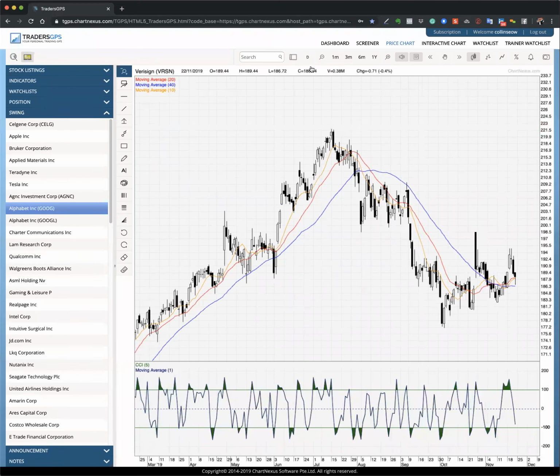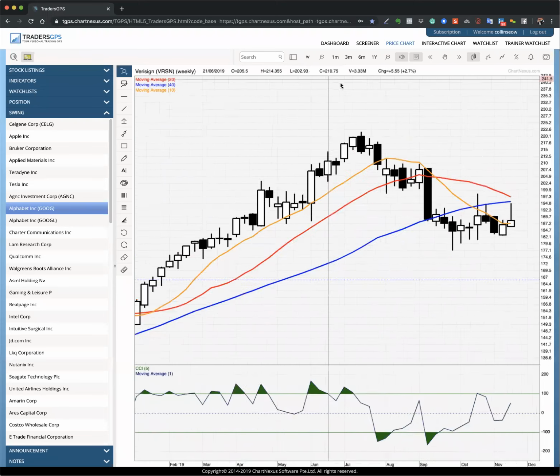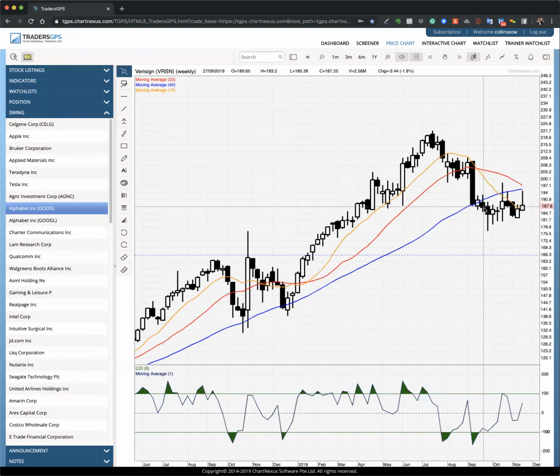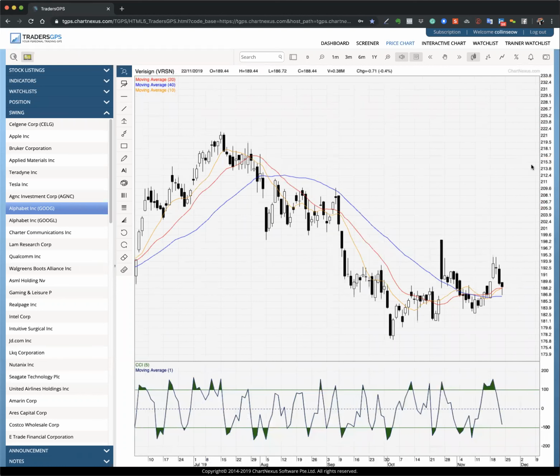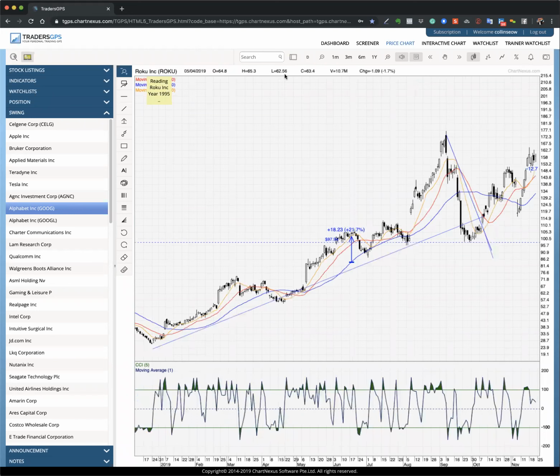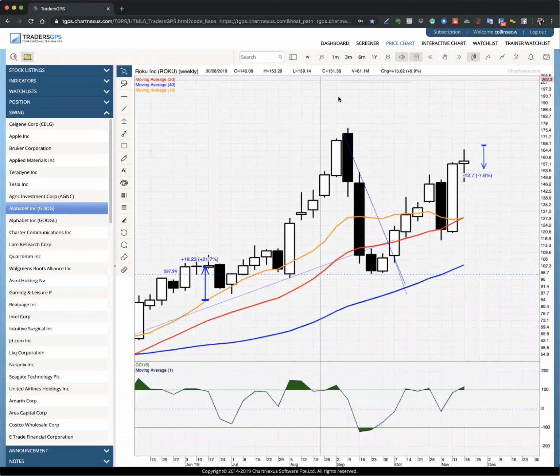However, maybe on a weekly chart it cannot. Weekly charts will break below the 48. So I will not do this stock for daily swing. One of the criteria is it must have a recent high. So next one is a weekly long, Roku.